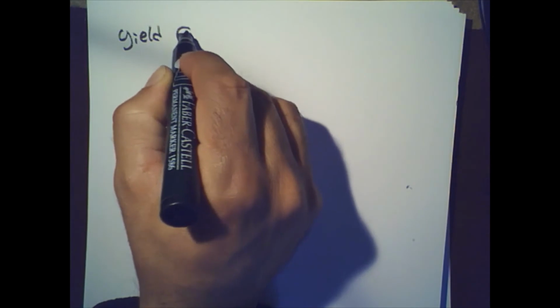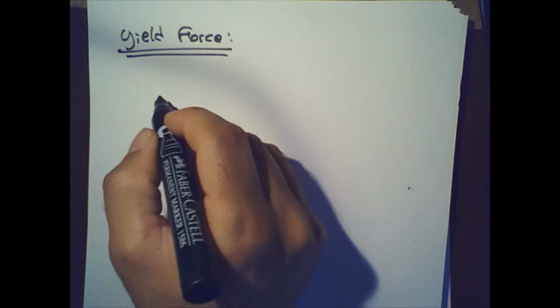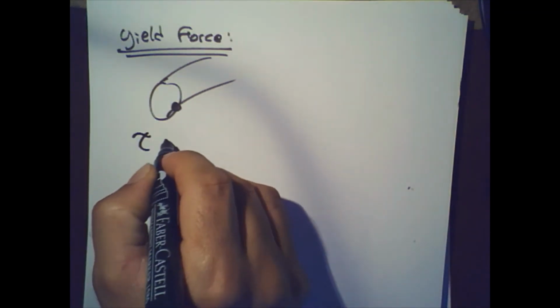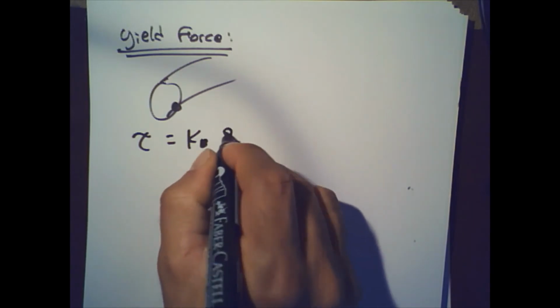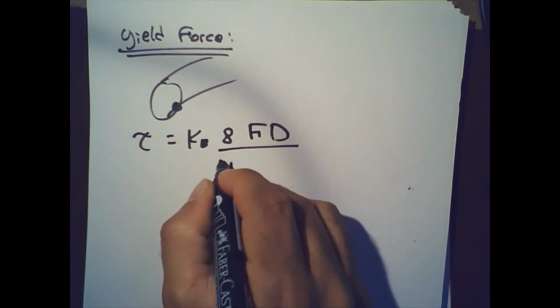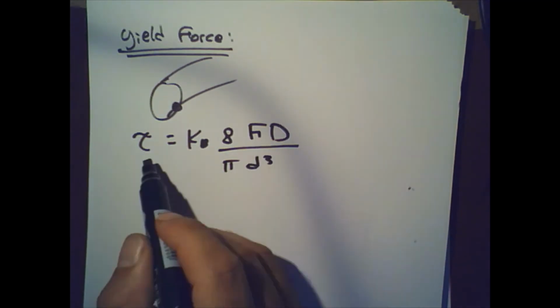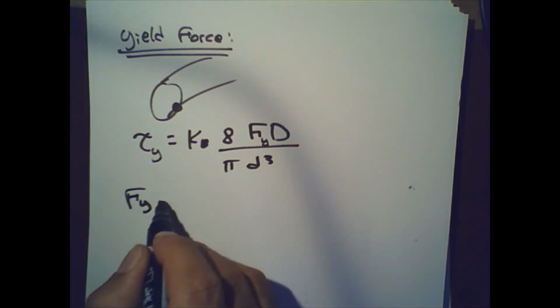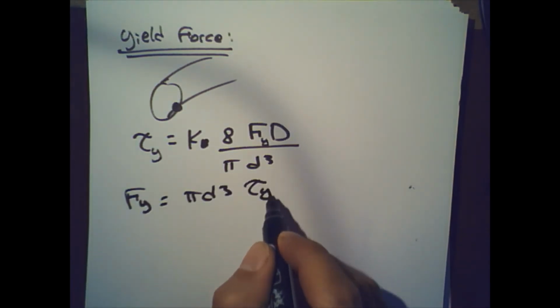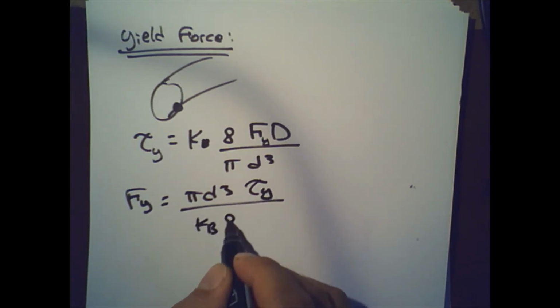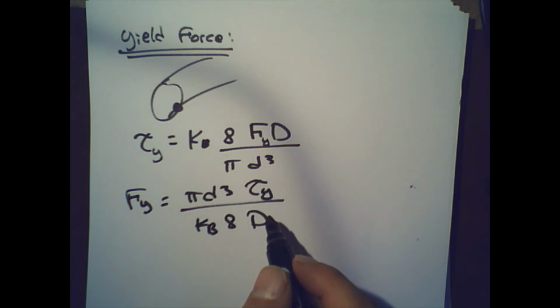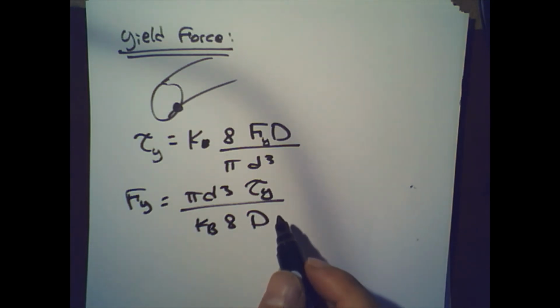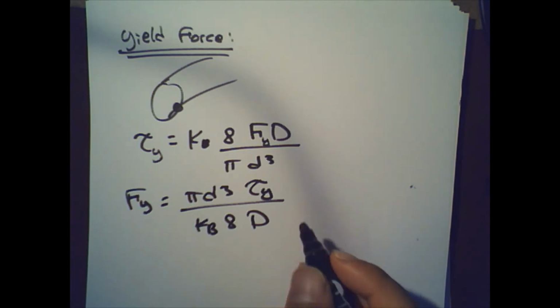The second question on here, we had to find the yield force. As I said earlier, so this is a spring. The maximum shear is going to occur here, and we just mentioned that shear is equal to KB 8FD, divided by pi d cubed, right? The force that causes yielding, they are linearly related, so I can simply solve for Fy, right? So Fy is going to be equal to pi d cubed tau y divided by KB 8 times D. We need to know KB. KB was already given to us.